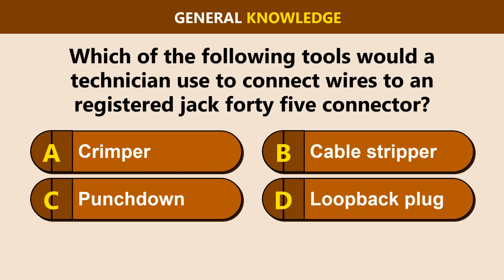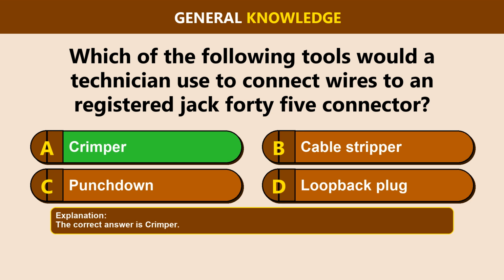Question 59. Which of the following tools would a technician use to connect wires to an registered Jack 45 connector? Option A, crimper. Option B, cable stripper. Option C, punch down. Option D, loopback plug. The correct answer is option A, crimper.